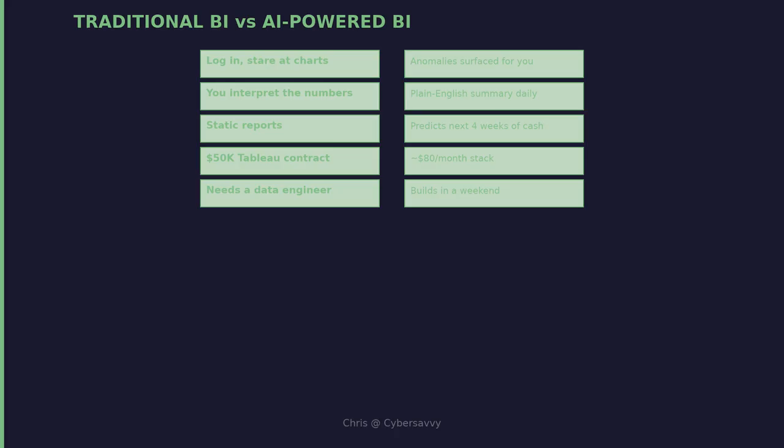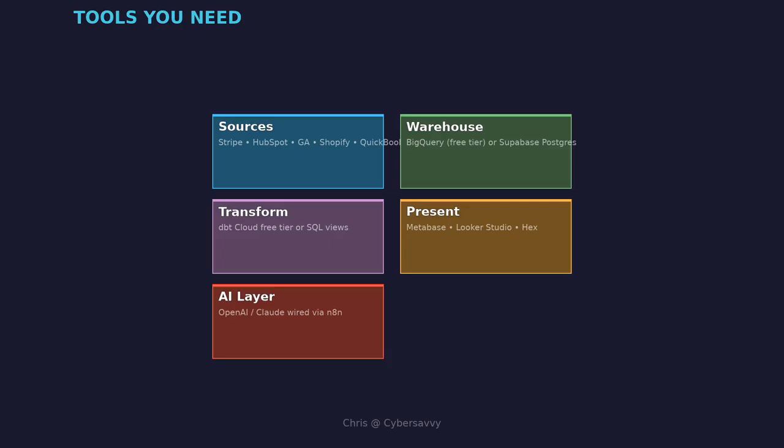Let me walk you through the modern small business BI stack. There are 4 layers, and you need all 4. Layer 1 is the data source. This is where your numbers live. Stripe for revenue, HubSpot or Go High Level for your CRM, Google Analytics or Plausible for traffic, Shopify for orders, QuickBooks for accounting.